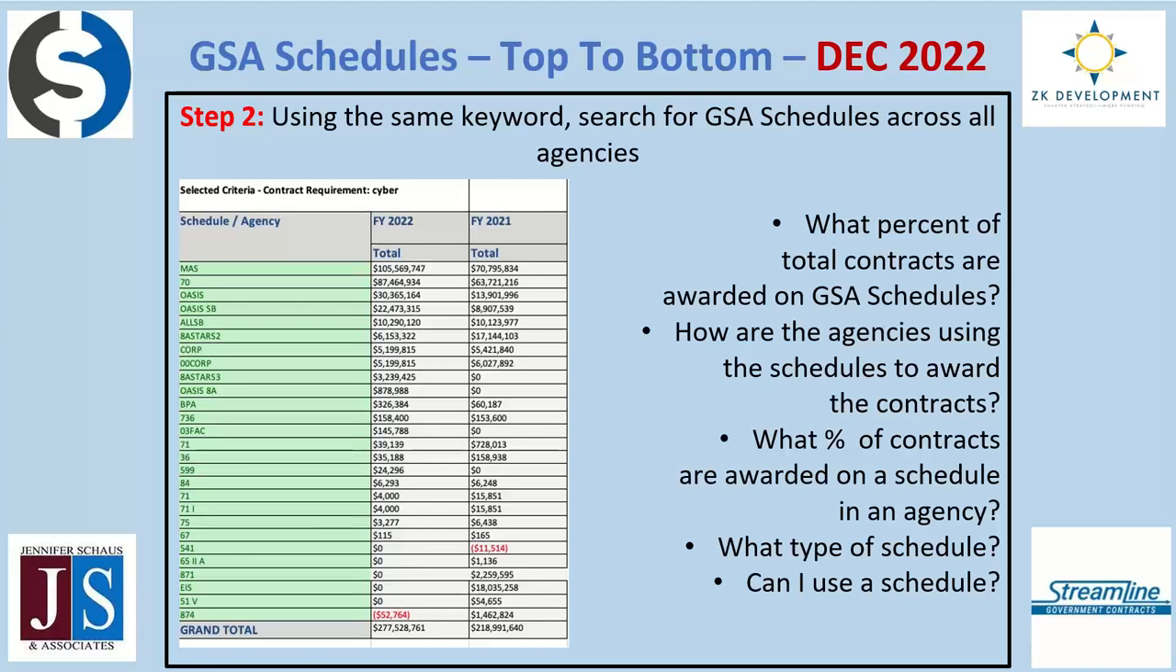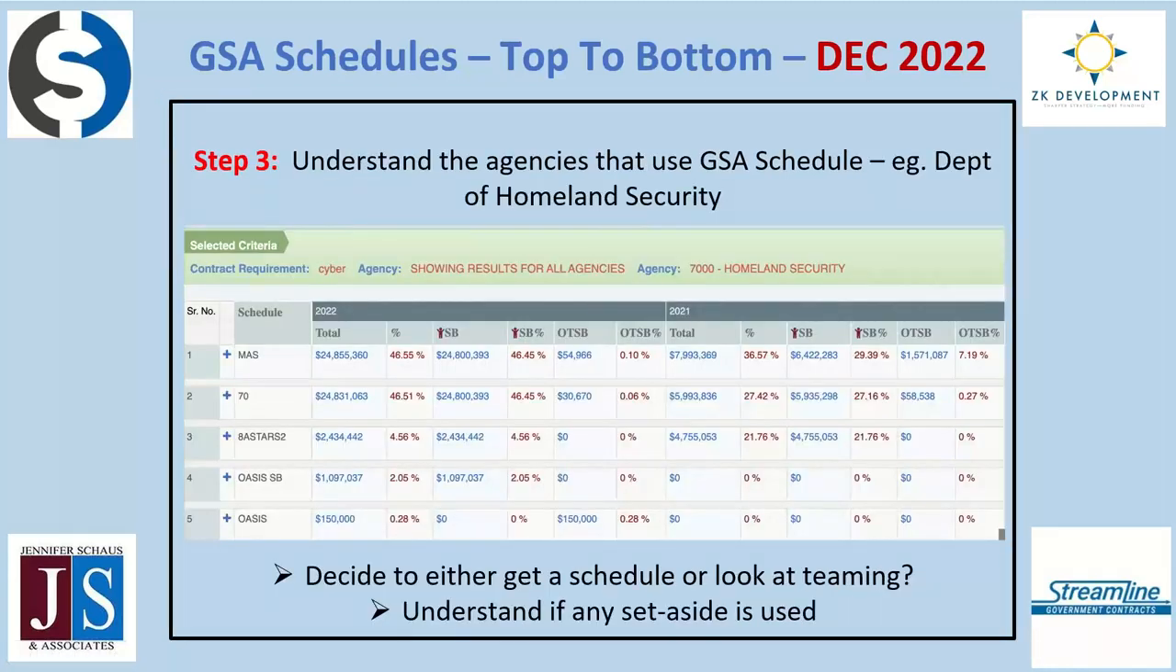I also think the next deep dive, and that's the next slide, would be looking at a specific agency. So now, and this is an assumption we're making, the solution that we have is best suited for the Department of Homeland Security. So we are now going to do another filter, understanding within Homeland Security what type of schedules are being used and how that agency is awarding those contracts. In this case, we could see that the MAS schedule definitely is being used by Homeland Security to award contracts for cyber. A little bit of work is also going on 8(a) STARS 2, as well as OASIS Small Business.